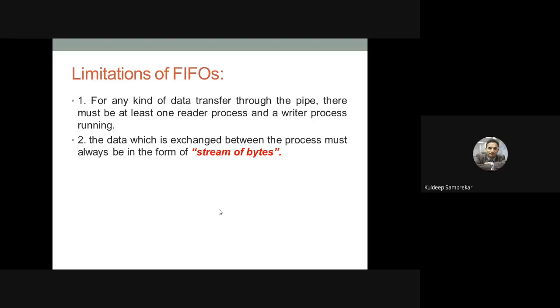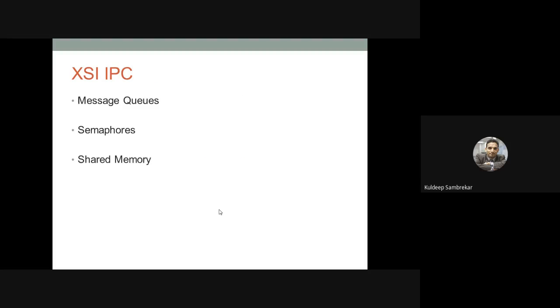So the limitations of FIFO: every time there should be active processes, both reader as well as writer, that is the client and the server. If only one of the processes is active, you can't implement a FIFO. And the other is that the information being exchanged in FIFOs is in the form of a stream of bytes. So these are the two drawbacks of FIFOs. The drawbacks of FIFOs are overcome by System V, which supports different system calls for inter-process communication.